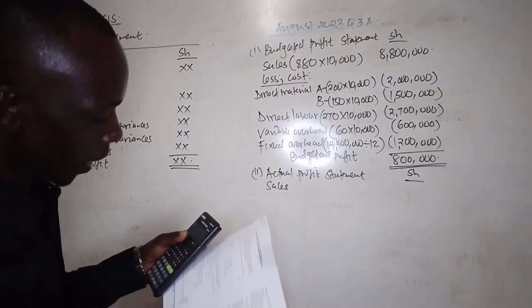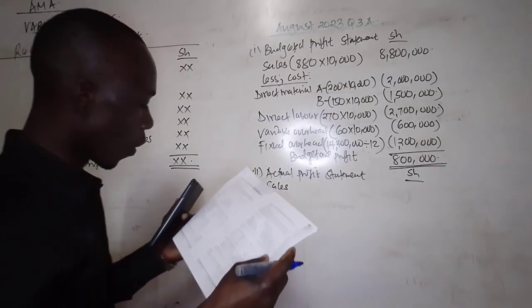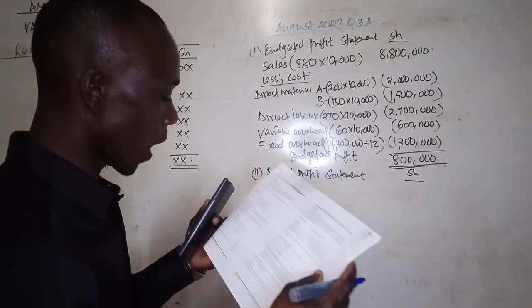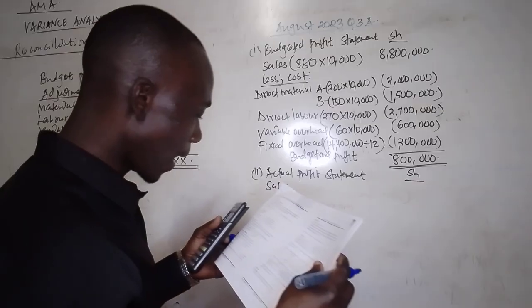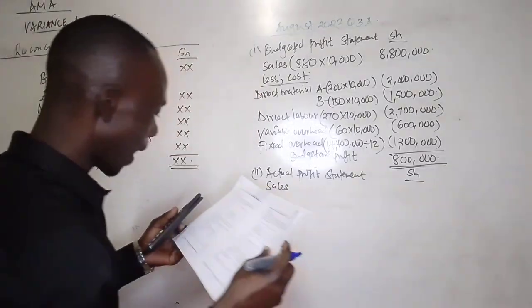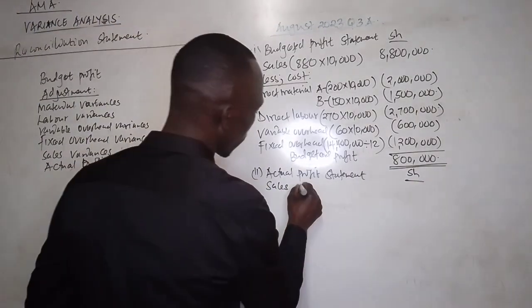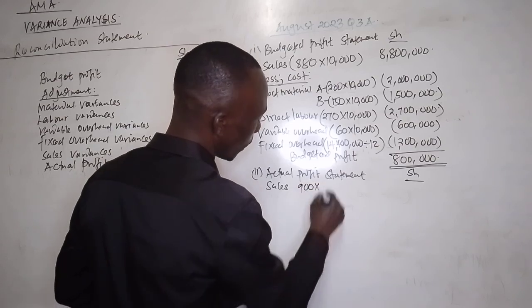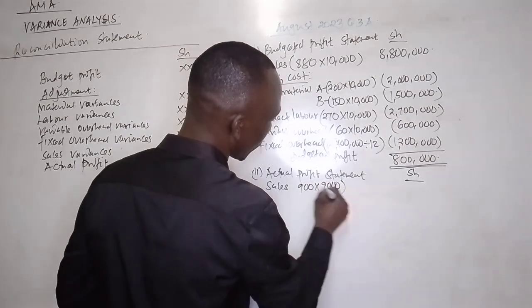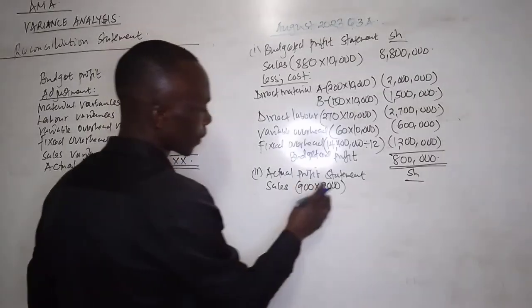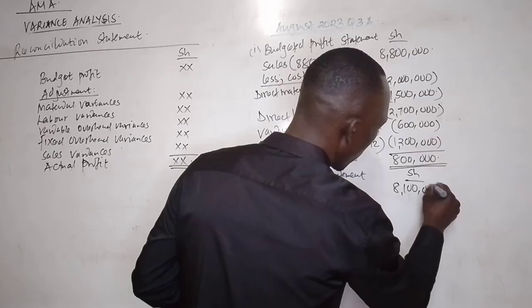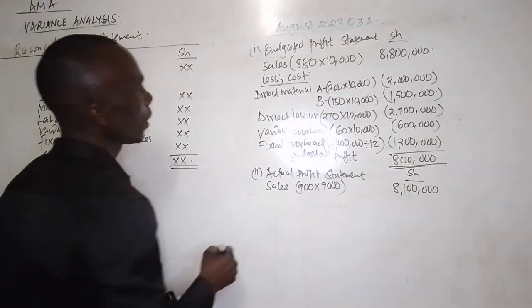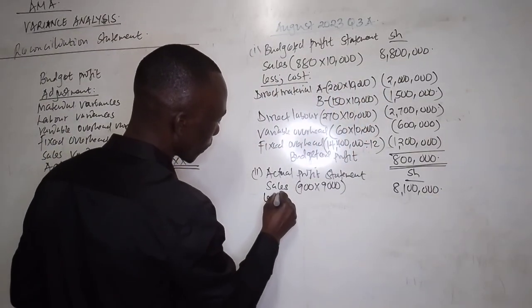The selling price for the actual, under note 4, we are told that the actual production and the units sold is 9,000 units, and the selling price is how much? The selling price is 900, and the units were 9,000. So that will give us what? It will give us 8.1 million. Then from there again we raise what?